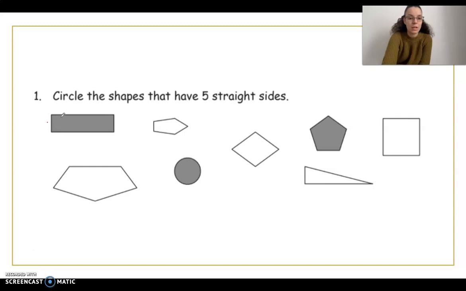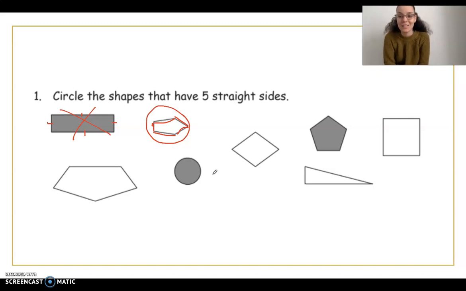Well, this one has 1, 2, 3, 4 sides. But we need to find ones that have 5 sides, so that's not it. This has 1 straight side, 2 straight sides, 3 straight sides, 4 straight sides, 5 straight sides. Does this have 5 straight sides? Yeah. Now let's see if you can find the rest of the shapes that have 5 straight sides. Go. Remember, you can circle it with your finger. Don't forget to circle all of the ones that match that rule. The rule is they need to have 5 straight sides.